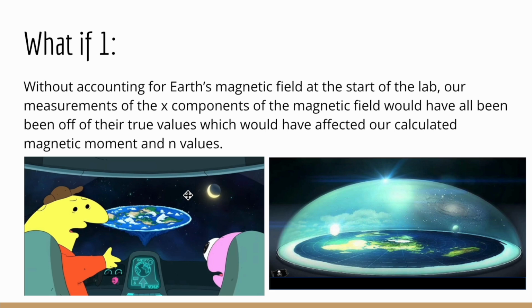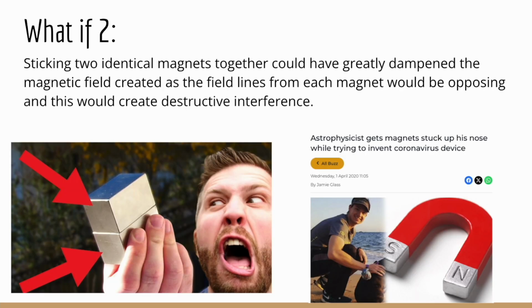So what if 1? Without accounting for Earth's magnetic field at the start of the lab, our measurements for the X components of magnetic field would have all been off of their true values, which would have affected our calculated magnetic moment and n values. And what if 2? Sticking 2 identical magnets together would have greatly dampened the magnetic field created, as the field lines from each magnet would be opposing, and this would create destructive interference.